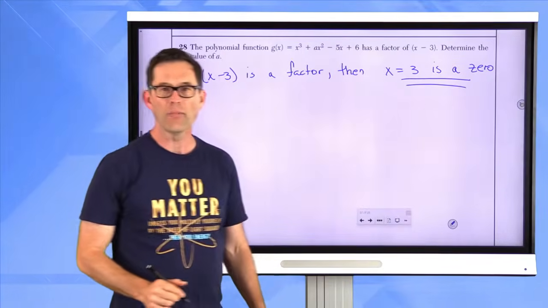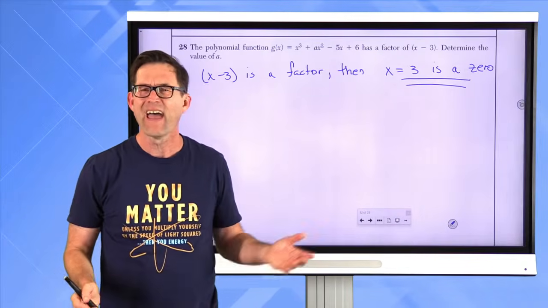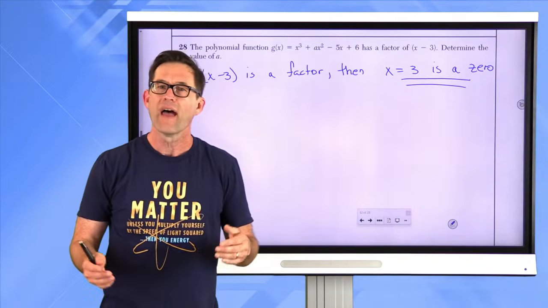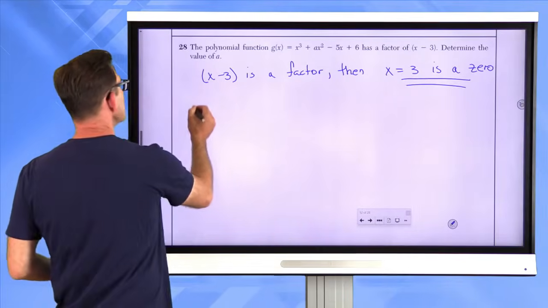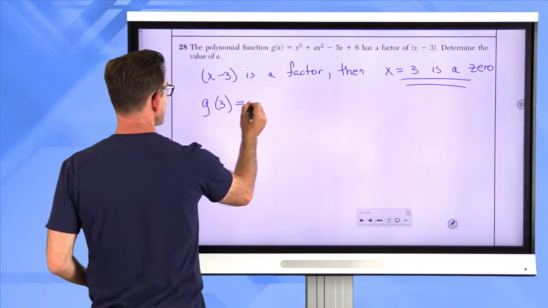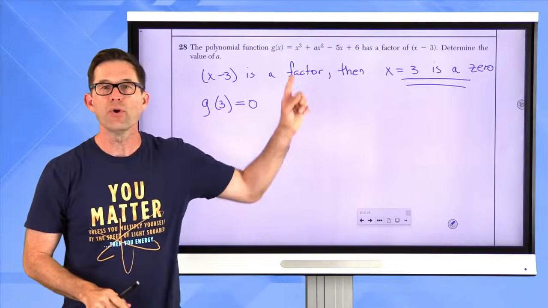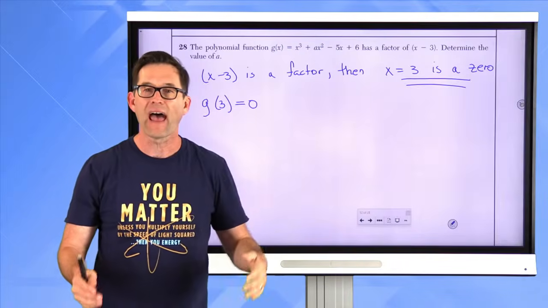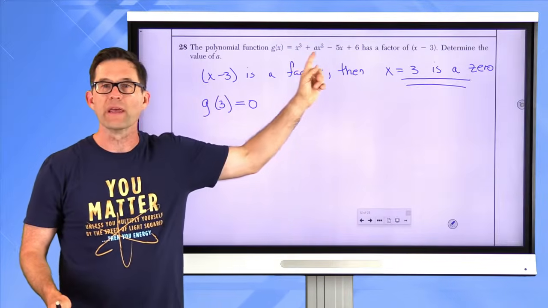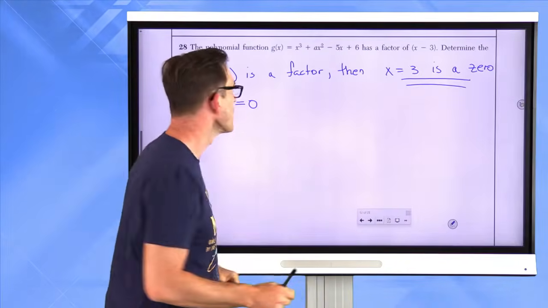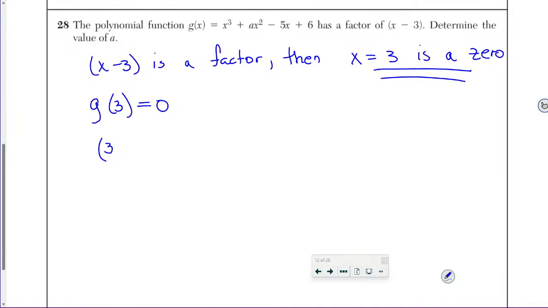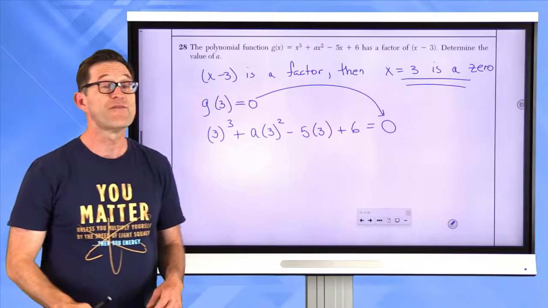Now, how does that help me? I'm trying to figure out the value of a. How does knowing x equals 3 is a 0 help me out? Well, what that tells me is that g of 3 is equal to 0. Literally. If I put 3 into this expression, it has to equal 0. So what happens when I put 3 in here? What does that look like? Let's take a look. So I'm going to put 3 in, and I'll have 3 cubed plus a times 3 squared minus 5 times 3 plus 6 equals 0. Again, it must be a 0. It's not a 5, it's a 0.